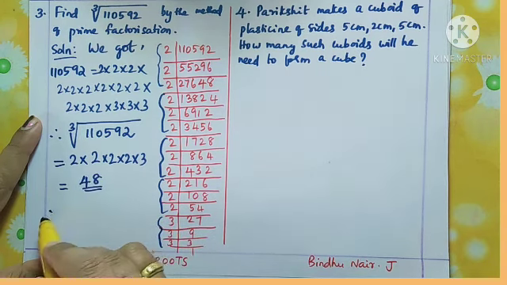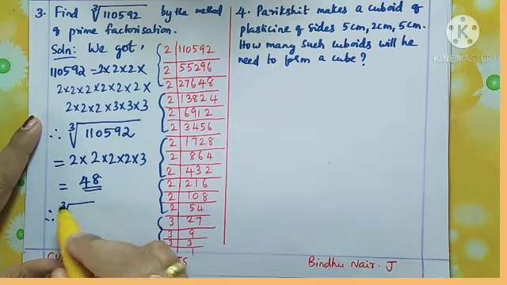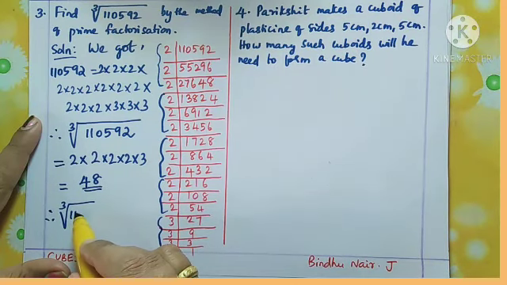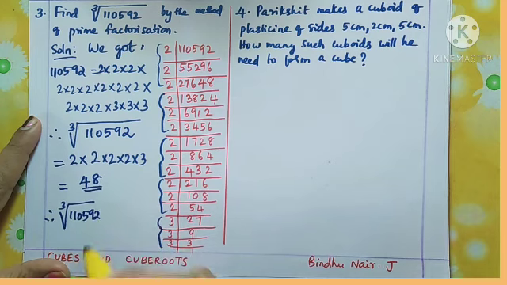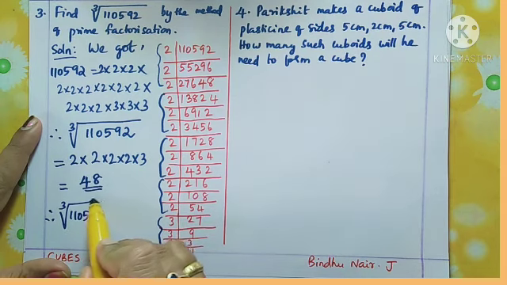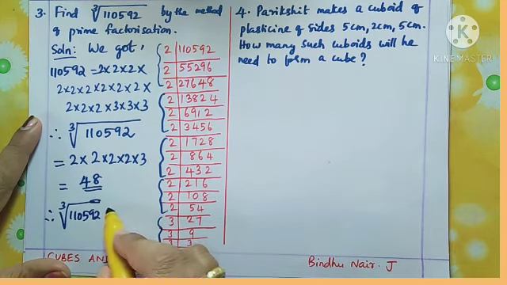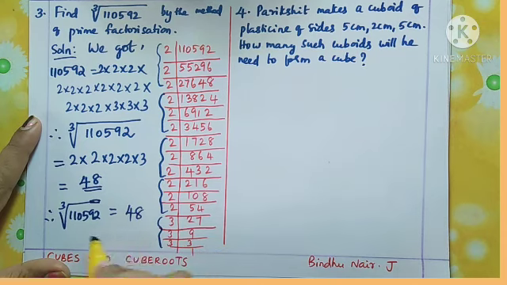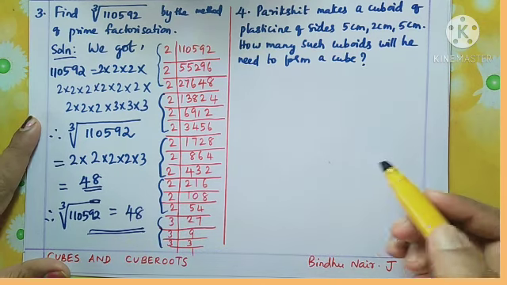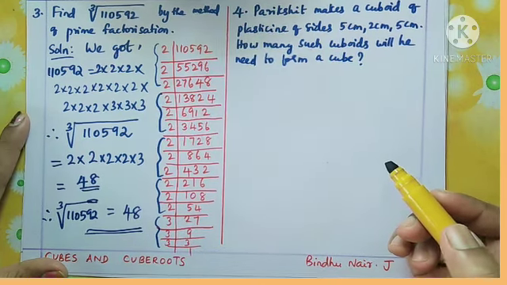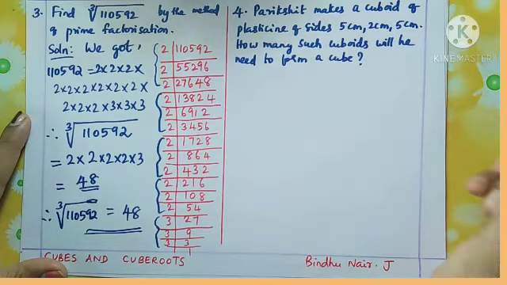Okay, so therefore we got the cube root of 110592 is equal to 48. So that means 48 is the cube root of the given number.